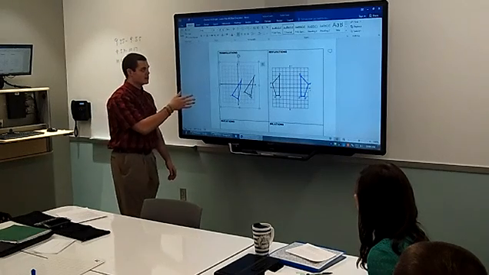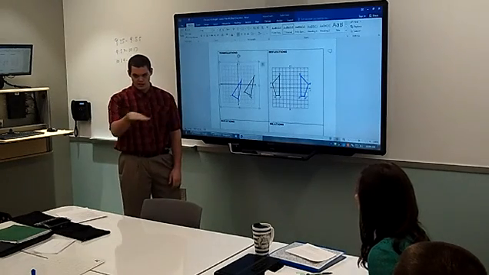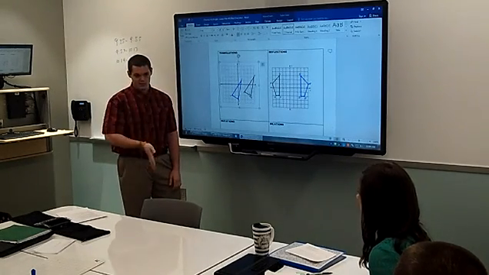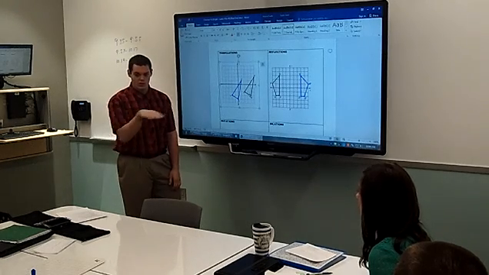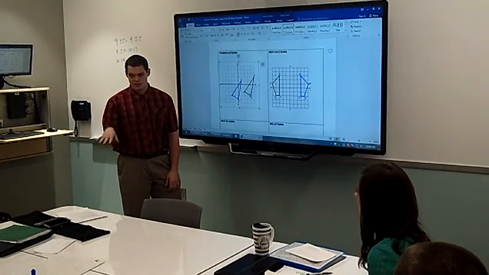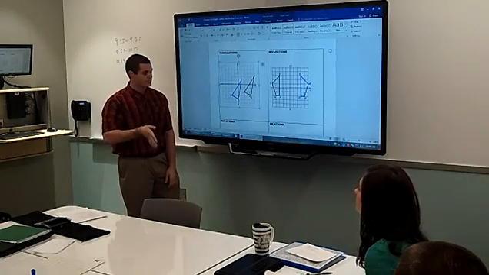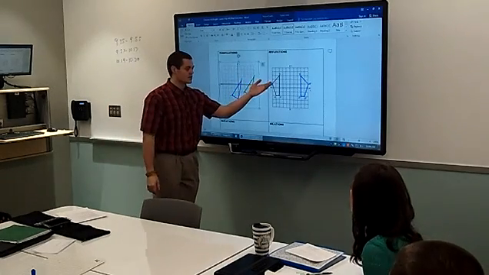So translations, it goes like this, or it goes like this. So it either goes up or down, or it goes side to side, left and right. So we call that our sliding line. So now looking at reflections.